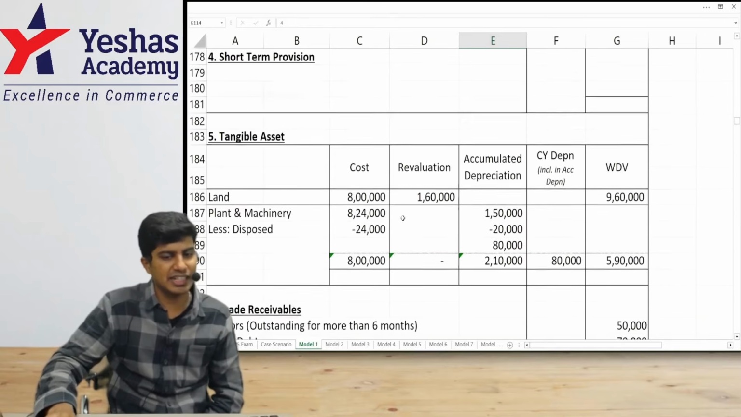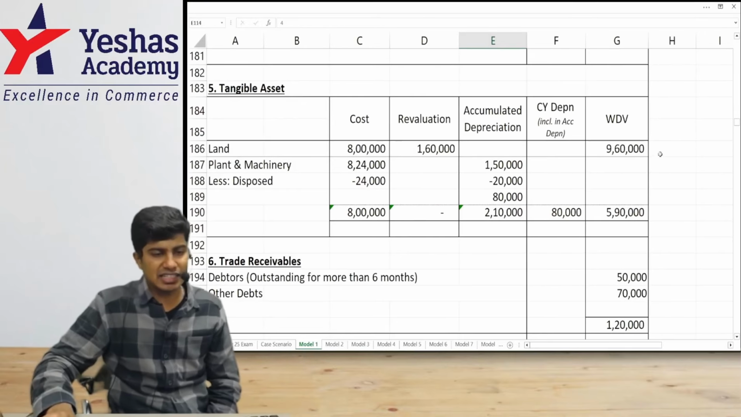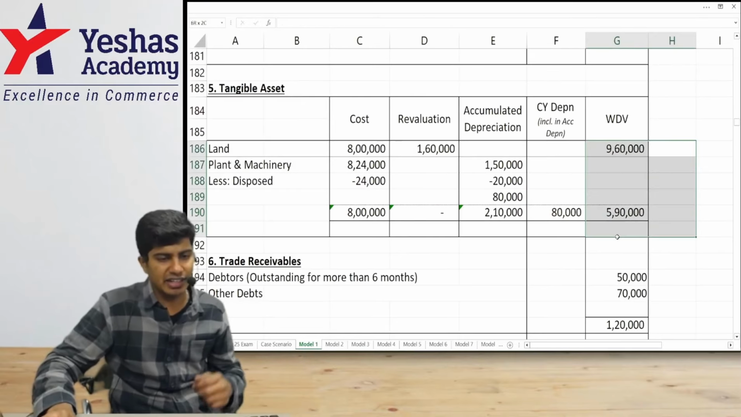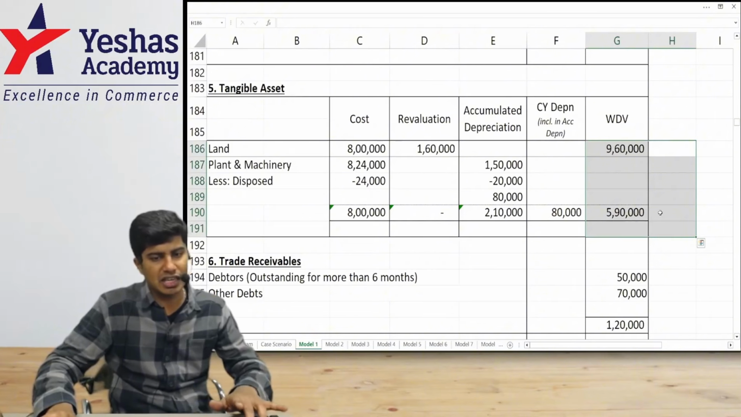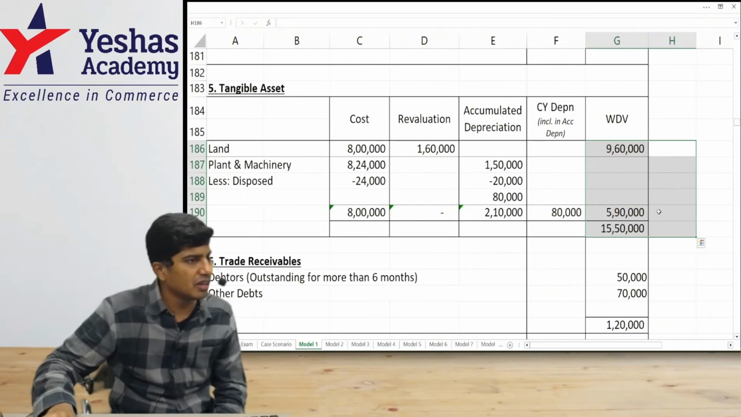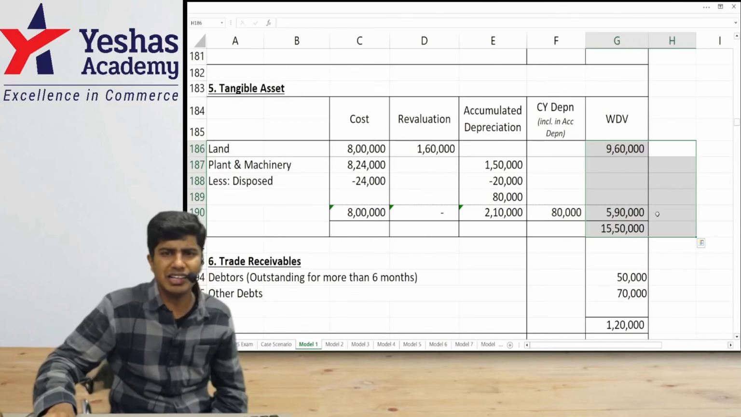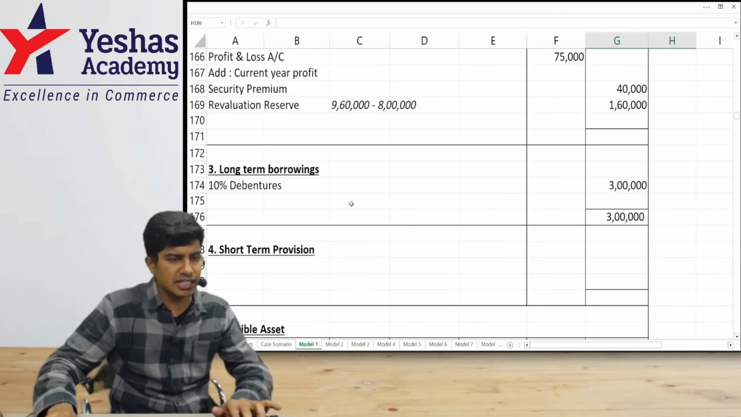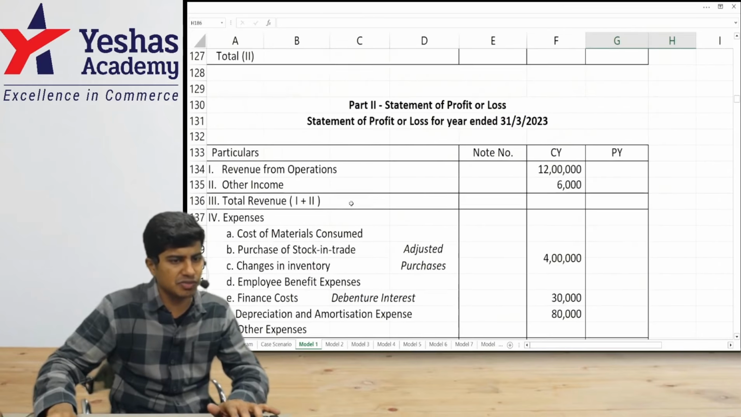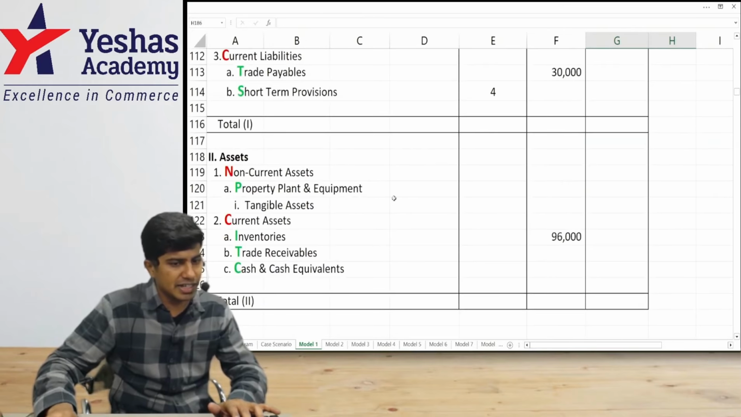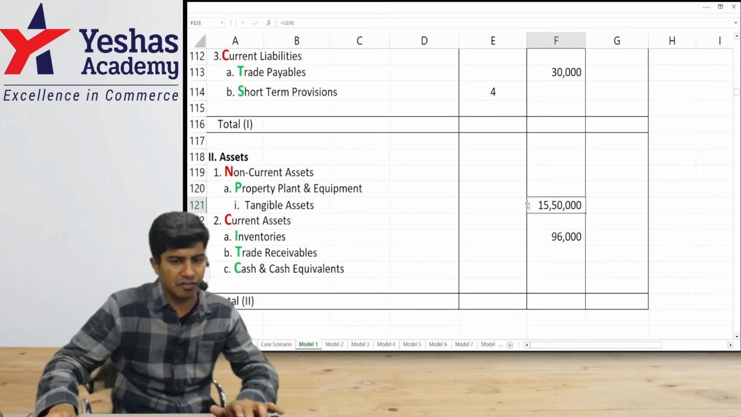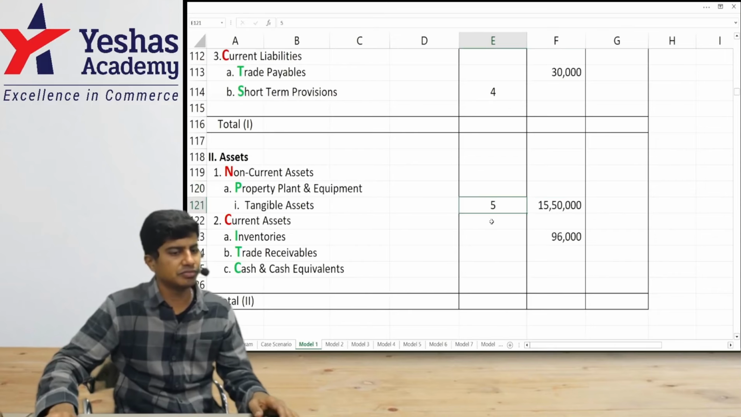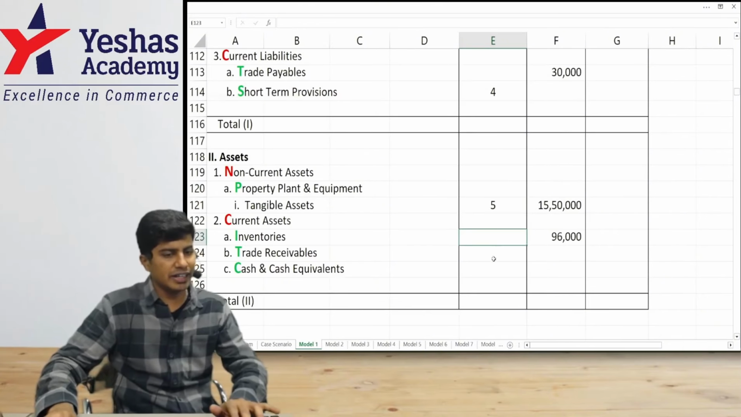We should see some assets, tangible assets. 9 lakh 60 land, 5 lakh 90 plant and machinery. Together, can I say 15 lakh 50? Where will 15 lakh 50 appear? Balance sheet, asset side, tangible assets. Tangible assets, property, plant and equipment 15 lakh 50, note number 5. Then inventory already written.